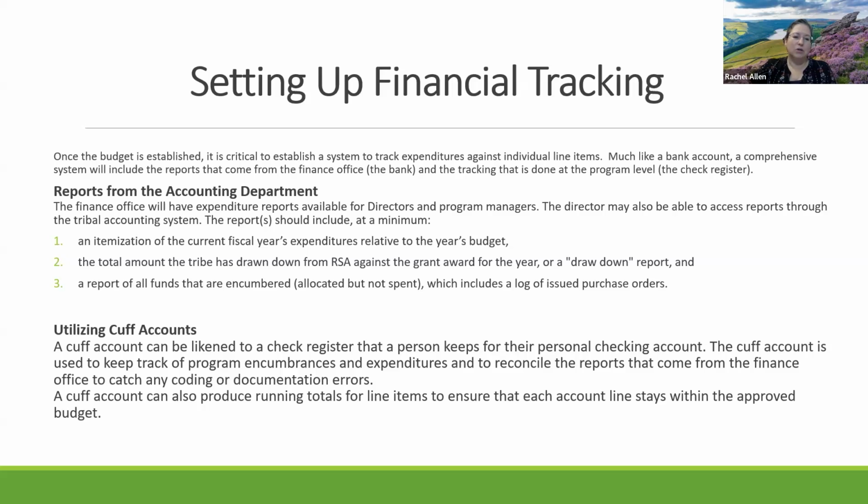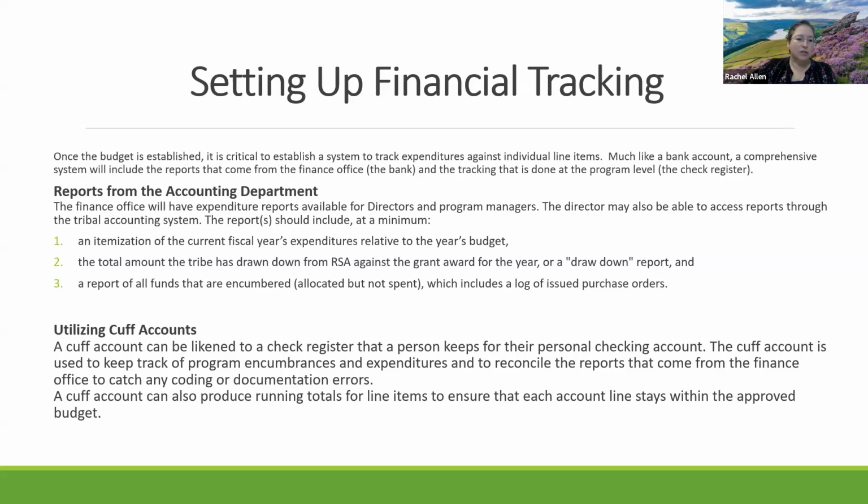And so as a director, in order to best manage the program, that's something you can advocate for and say, I really need it more frequently than that. Or sometimes it'll be an incomplete report. You can say, I really need to know more information. I don't just need the total. I need the line by line so that I know we're accurate, that I'm accurate on my end and you're accurate on your end. You might have access to some of those reports, and you want to make sure they're meeting the needs for you to carry out your duties. At a minimum, it's requested that an itemization of the current fiscal year's expenditures relative to that year's budget is included.